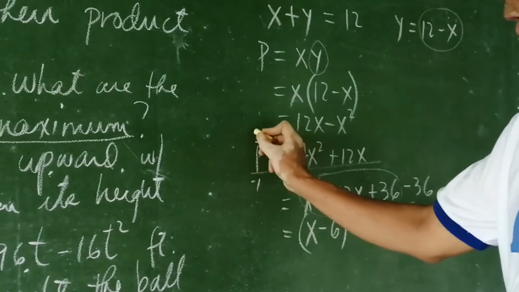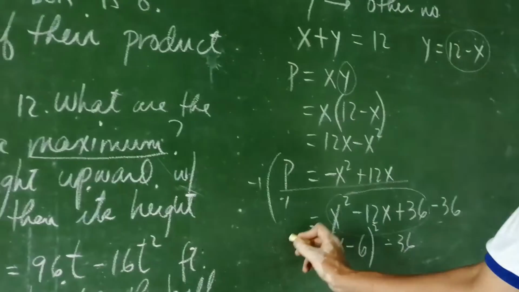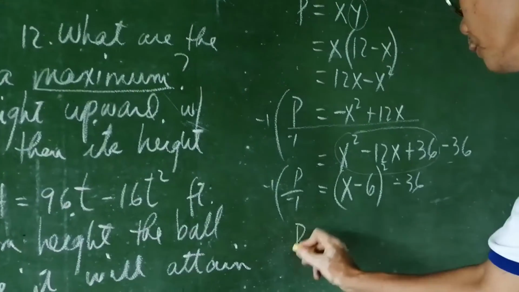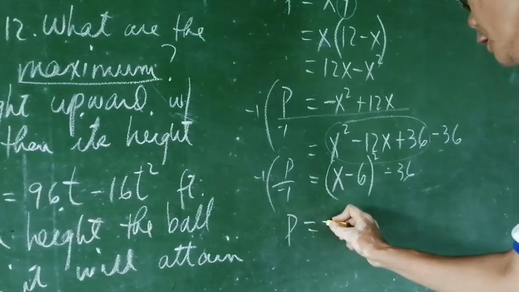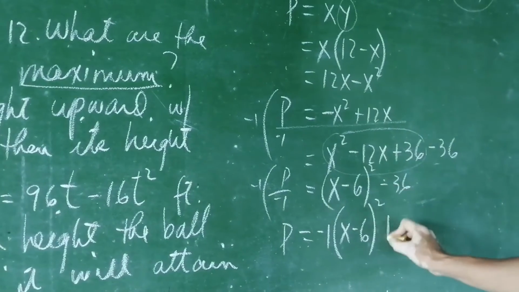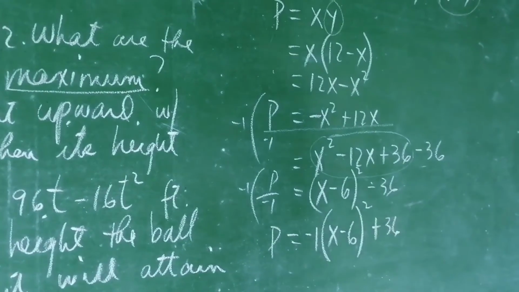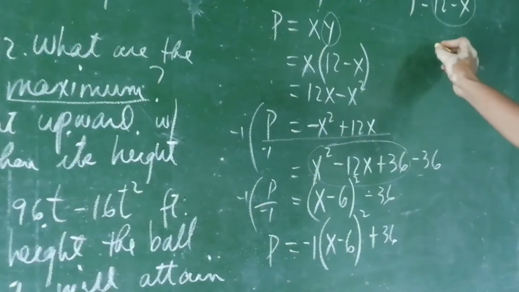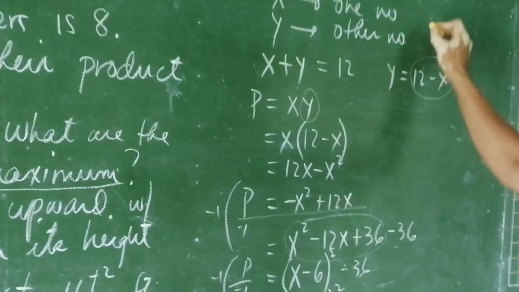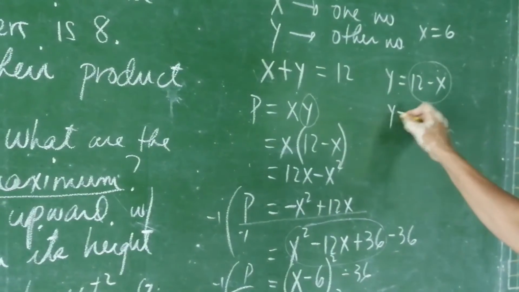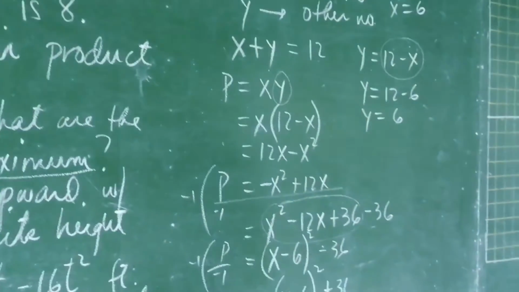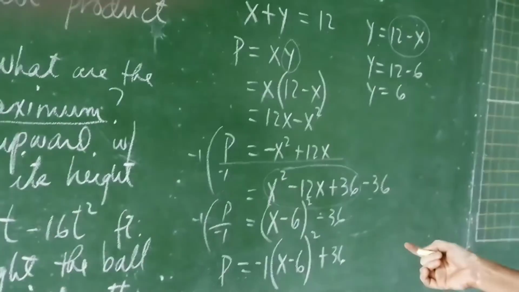So we multiply now with negative 1. So it will be like this, negative 1, and that will be p, the product to be maximum. Take note, the negative 1 will be outside the parentheses, like this, and that will become positive 36. So meaning to say, when x is 6, we can solve for y to be 12 minus 6. So y is 6. So meaning to say we are looking for the numbers 6 and 6.